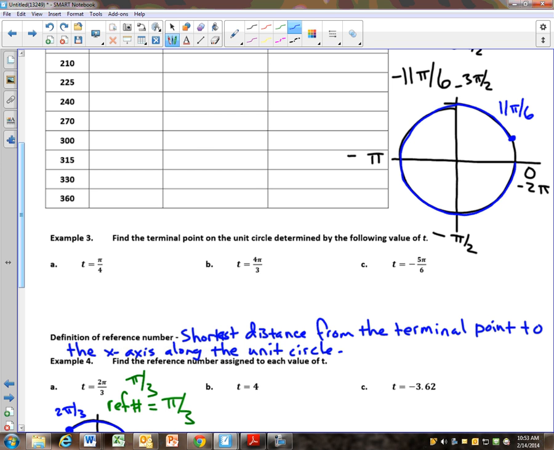And we know that the full distance would be 12 pi over 6. And so you have to decide, is the shortest distance the red or is it the green? And it is the green. So how much further would you have to go? Simply a pi over 6. So pi over 6 is the reference number.